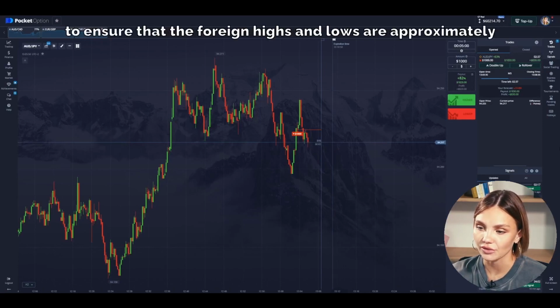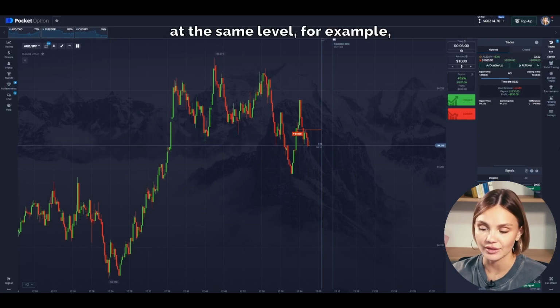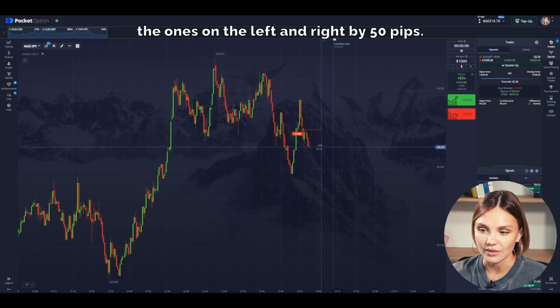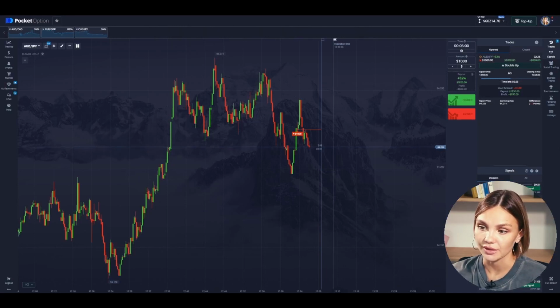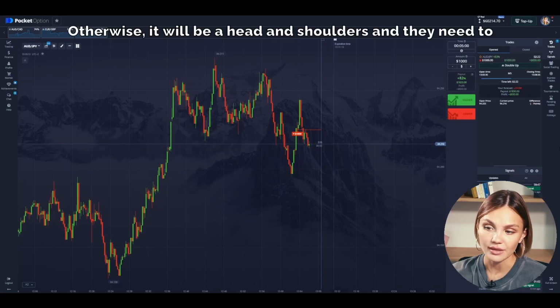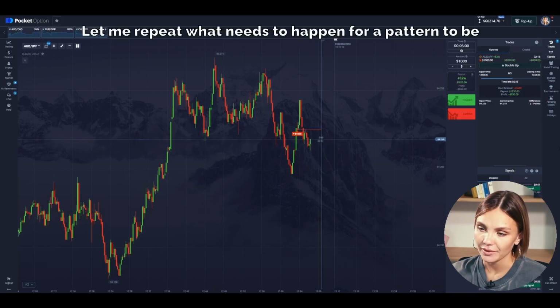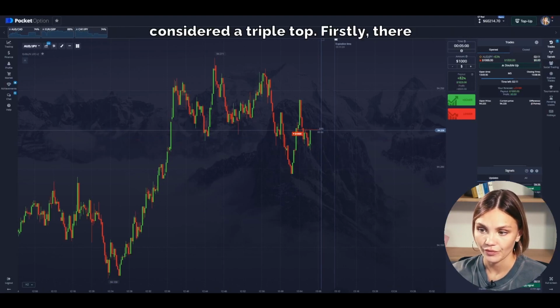Therefore, it's essential to ensure that the formed highs and lows are approximately at the same level, for example, so that the central high doesn't exceed the ones on the left and right by 50 pips. Otherwise, it will be a head and shoulders, and they need to be traded slightly differently. Let me repeat what needs to happen for a pattern to be considered a triple top.